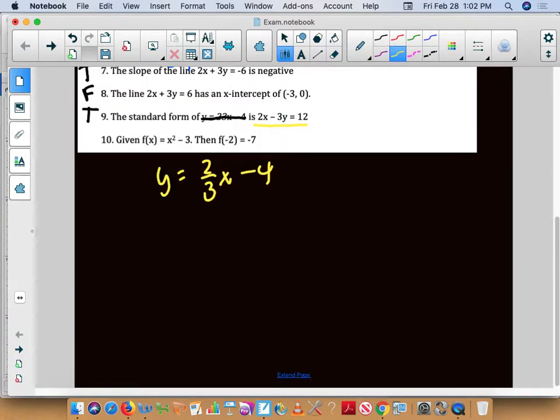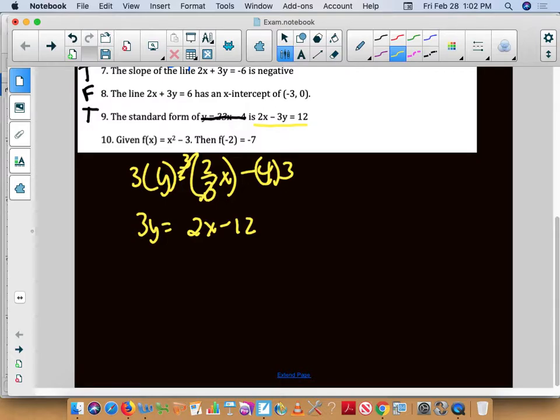If you have one of these on the exam with a fraction, you can multiply 3 by the denominator. So I'm going to multiply this by 3, I'm going to multiply this by 3, and I'm going to multiply that by 3. That gives me 3y. These 3's cancel, that's why I did it, equals 2x minus 12.